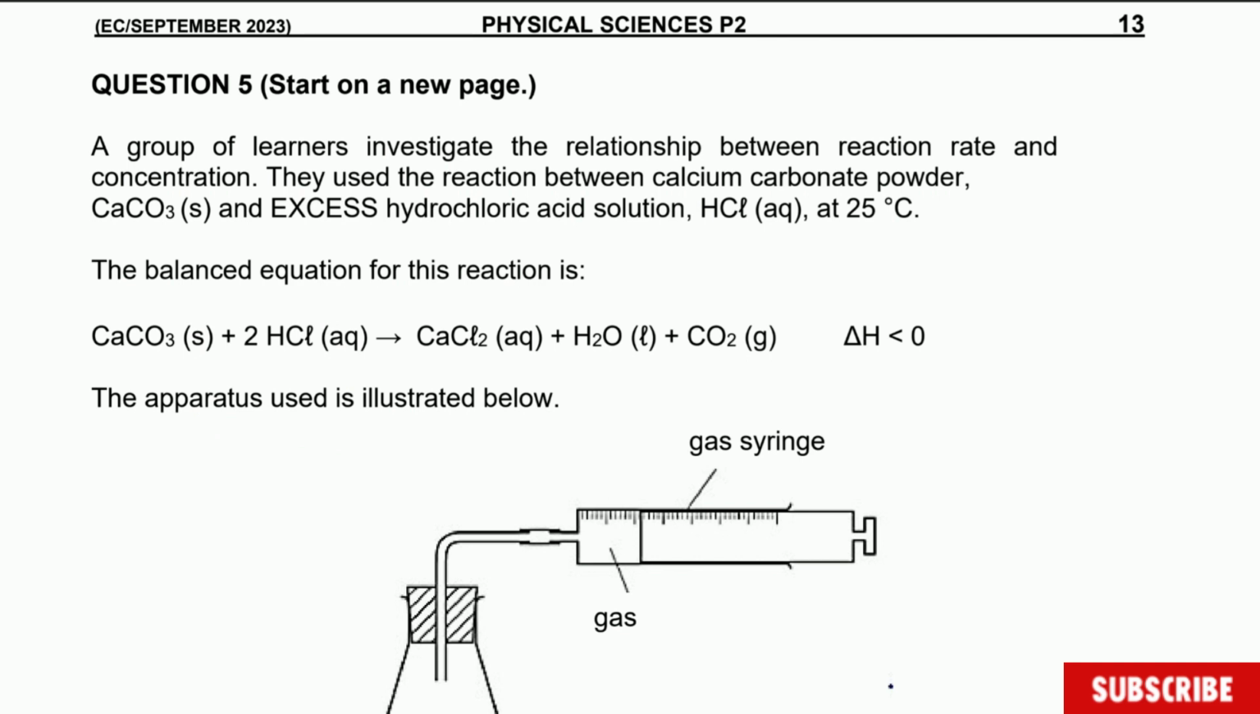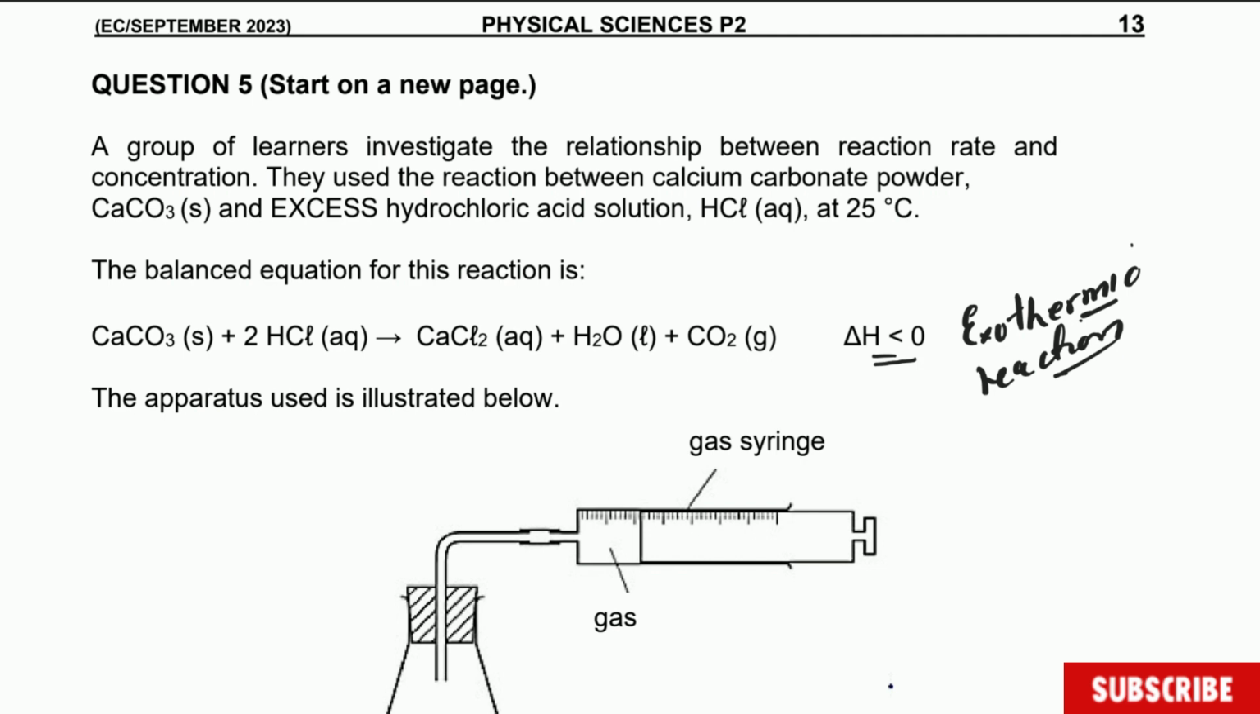The question says a group of learners investigate the relationship between reaction rate and concentration. They use the reaction between calcium carbonate powder and an excess of hydrochloric acid. So hydrochloric acid is in excess, you have too much, and calcium carbonate is the limiting reagent, and this happened at 25 degrees Celsius. The balanced equation for this reaction is given there. In this reaction you can see that delta H is negative, and therefore this one is an exothermic reaction. It may not be needed, but it's good to recall that one.